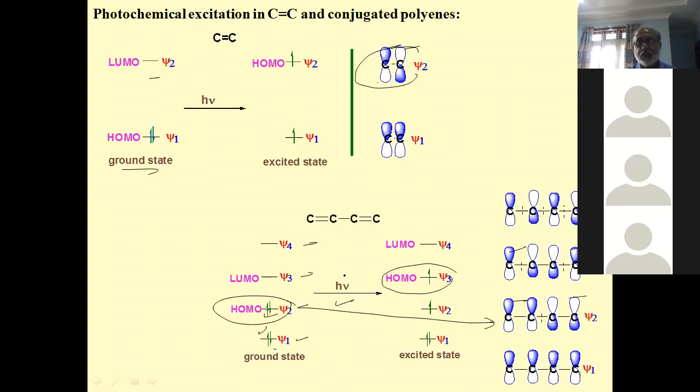So what happens in case of 4+2 cycloaddition? It is the ground state. The reaction takes place under thermal condition. We are coming to that again in our discussion. All right. Any question?